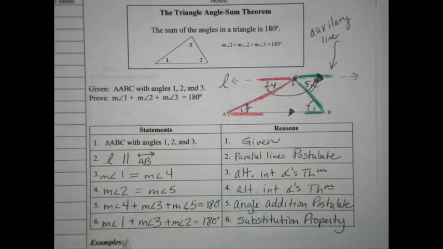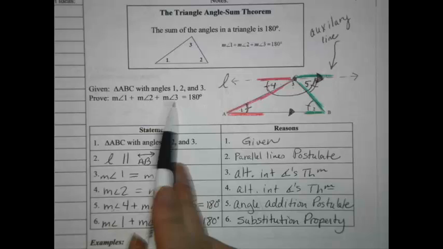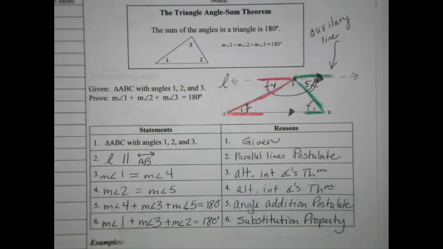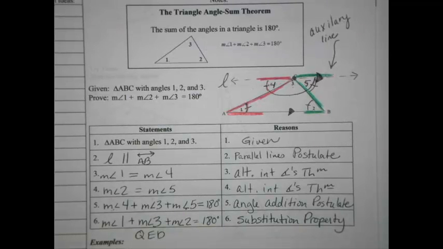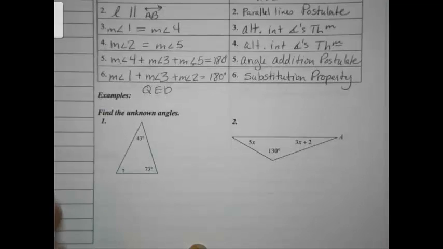And that is what we were supposed to prove, that the three angles, 1, 2, and 3, I've got them in a little different order, but I've got all three of them there equal 180, so that is what we wanted to prove, and we've just proven that that is going to work for all triangles. So let's practice it. We're going to find some unknown angles.